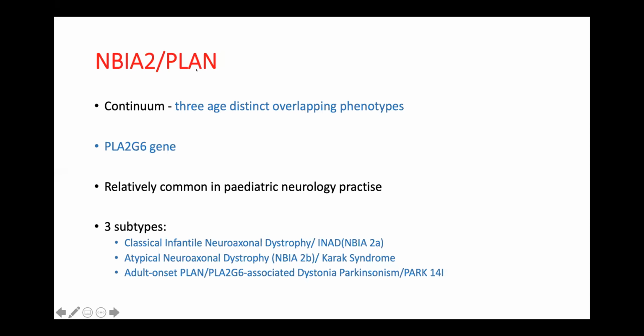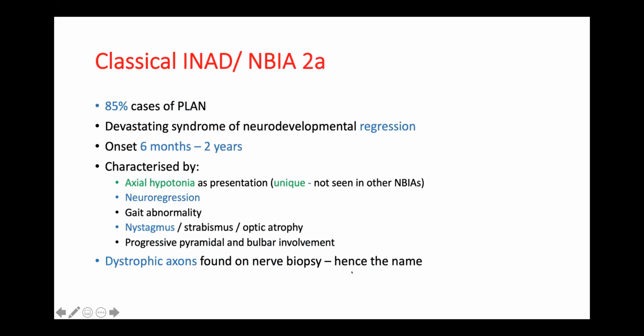NBIA2 or PLAN, which is a continuum, they have three age-distinct overlapping phenotypes, and it's reasonably commonly seen. The classic type what we see is infantile neuroaxonal dystrophy, and the atypical one is called Karak syndrome, and adult onset is dystonia Parkinsonism syndrome. And 85% of PLAN present as infantile neuroaxonal dystrophy. It is once again a very devastating syndrome of neurodevelopmental regression with onset between 6 months to 2 years.